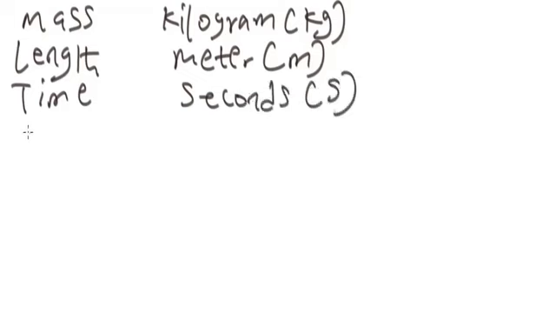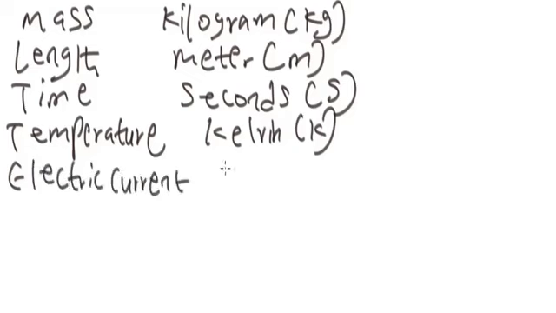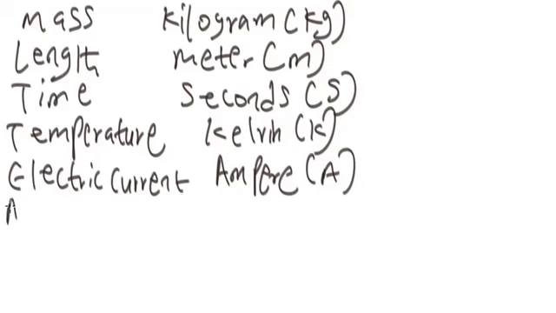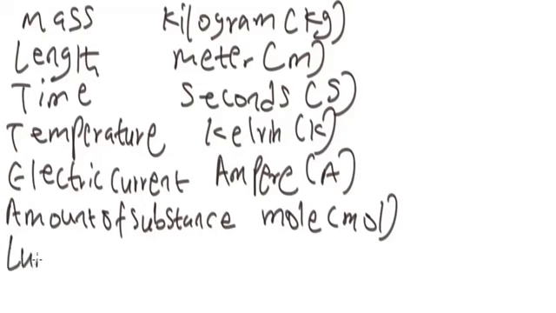Short form is s. We also have our temperature. The unit of temperature is Kelvin. Short form is K. Alright, we also have our electric current. The unit of electric current is ampere. Short form is A. Alright, we also have our amount of substance. The unit of amount of substance is mole. Short form is mol.